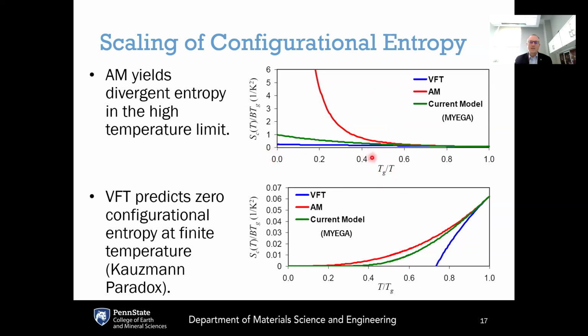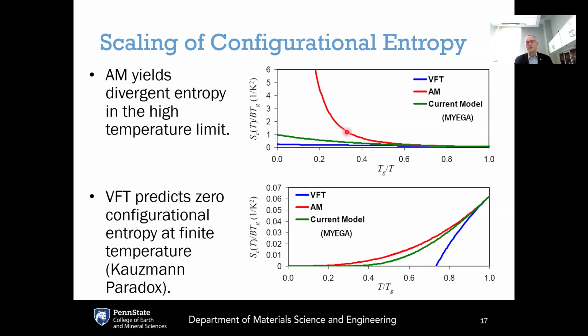Now, if you flip the x-axis and go up here, now it's Tg over T. Now going to 0 on this Tg over T plot implies the limit of infinite temperature. And what we see is that the VFT equation and MYEGA equations both show a convergence of the configurational entropy in the high temperature limit, because even if, at the limit of infinite temperature, all of the configurations in a system are equally accessible, the number of those configurations is still finite. It's not an infinite number. And therefore, the convergence of entropy in the high temperature limit is physically realistic.